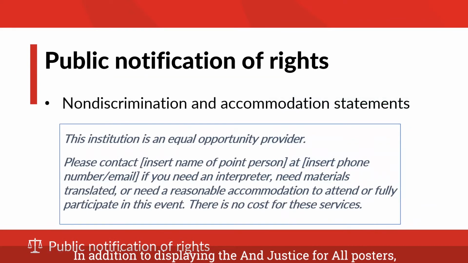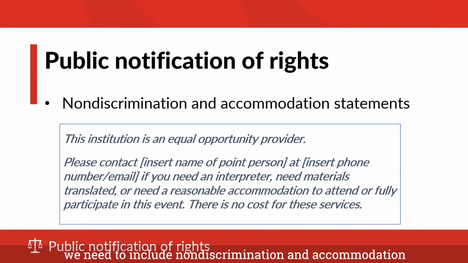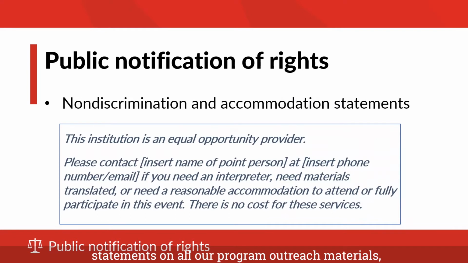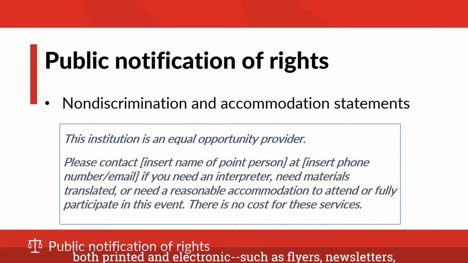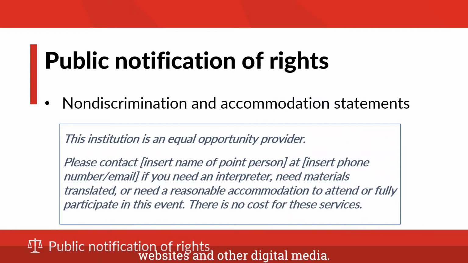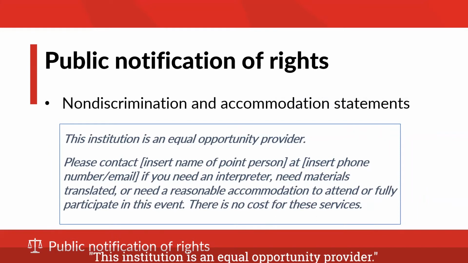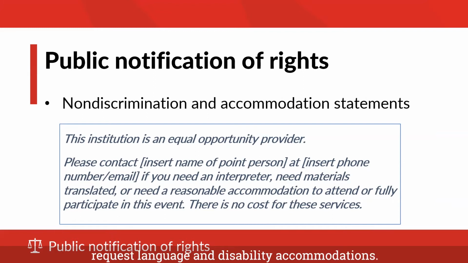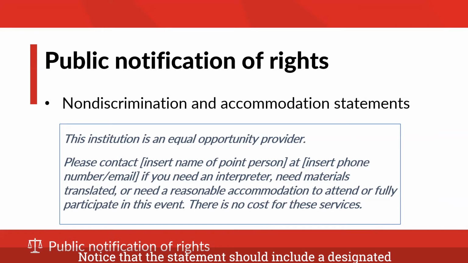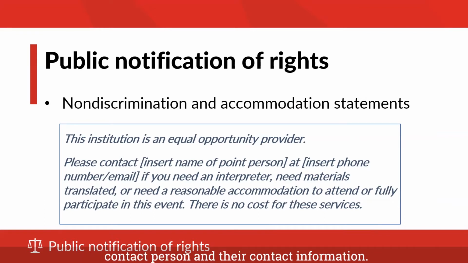In addition to displaying the "And Justice for All" posters, we need to include non-discrimination and accommodation statements on all our program outreach materials, both printed and electronic, such as flyers, newsletters, websites, and other digital media. At a minimum, we must state that this institution is an equal opportunity provider, and we must include information on how to request language and disability accommodations. This slide includes a sample accommodation statement. Notice that the statement should include a designated contact person and their contact information.